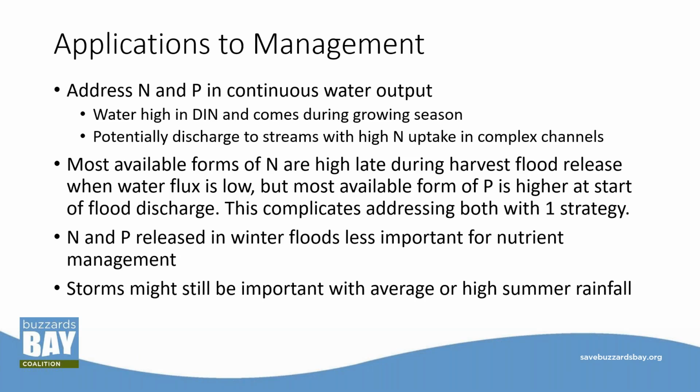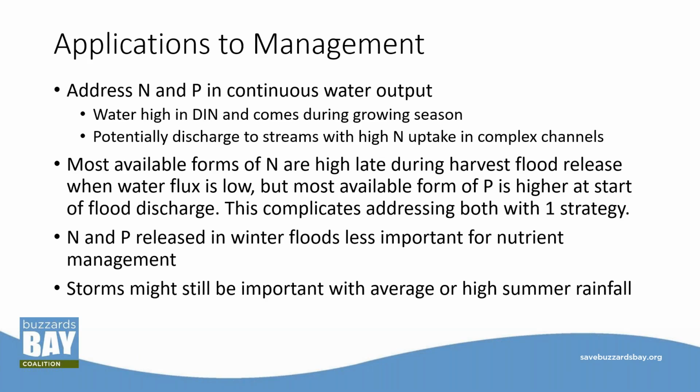So, the applications to management for this work. Where we would want to address nitrogen and phosphorus is really in the continuous water output. That's where we have water that's high in inorganic nitrogen coming out during the growing season. And there's a potential to discharge to streams with high nitrogen uptake in complex channels. So types of actions that could be taken are really working to make sure that we naturalize downstream areas so that there is the ability for high nitrogen uptake by the vegetation, or putting water through holding ponds to give it a chance for uptake in the ponded area.